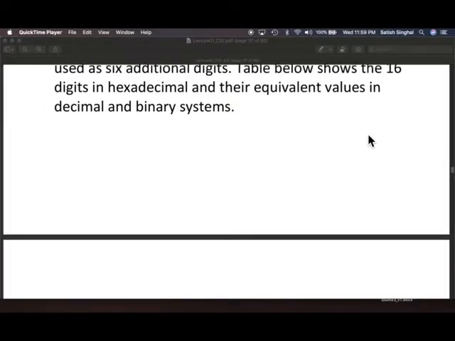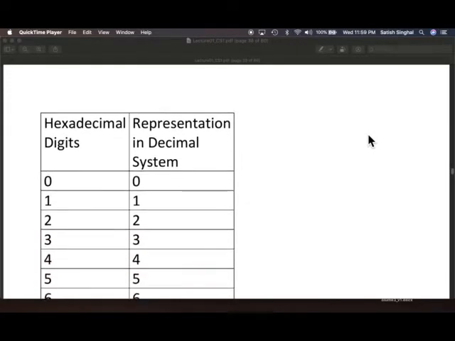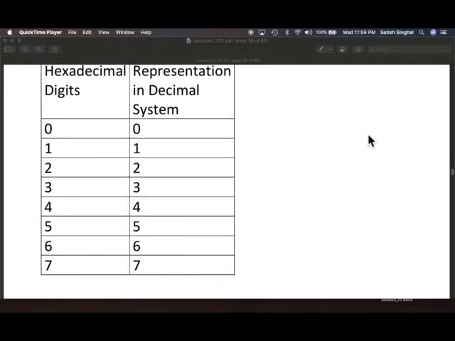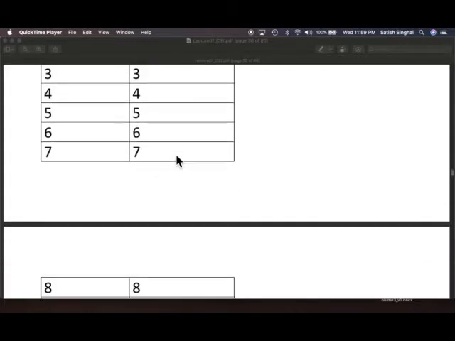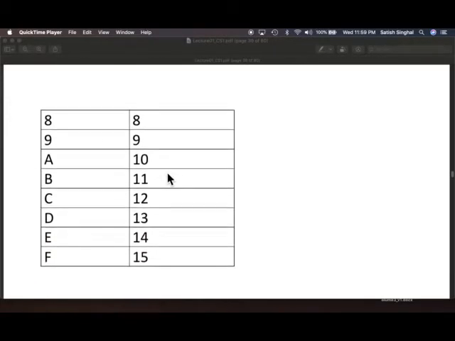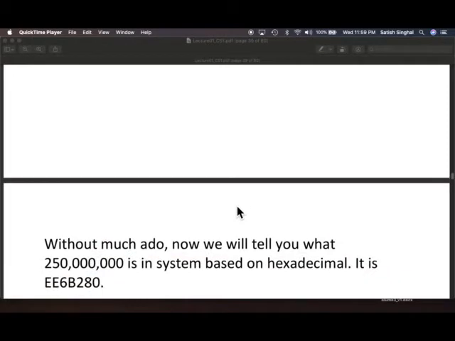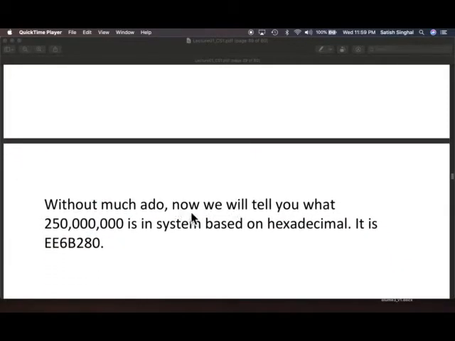And we have a table here that shows hex digits. Hexadecimal is sometimes called hex, and their representation in the binary system. So 0 to 9 is the same in both systems. Okay, the difference comes when we have 10 to 15. 10 is A, 11 is B, 12 is C, 13 is D, 14 is E, 15 is F.